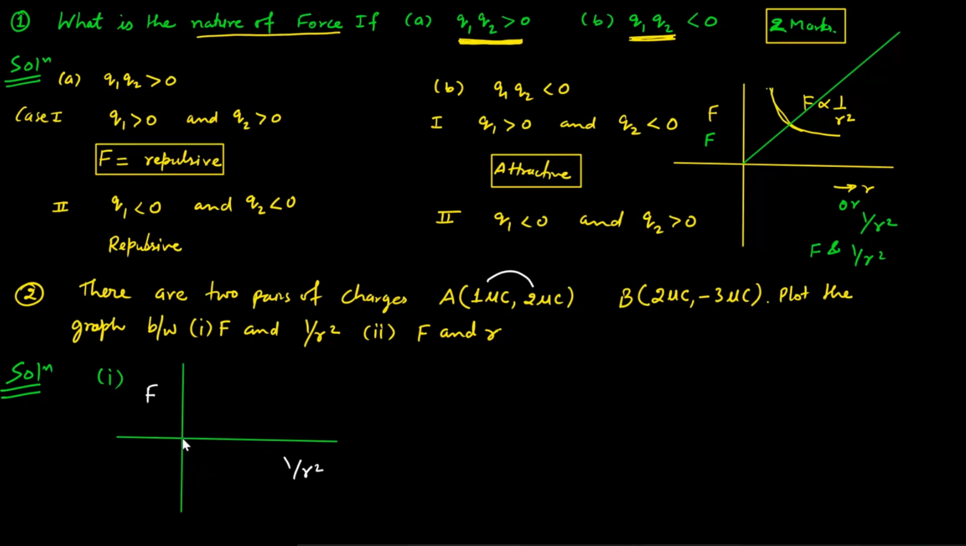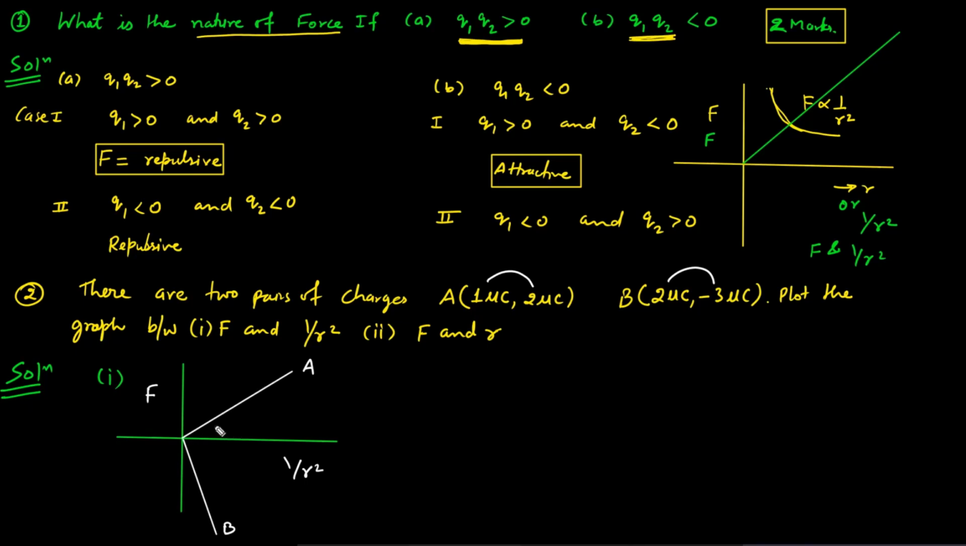Yes, sir. So in that situation the graph will be a straight line only, positive force, right? Yes, sir. But if I say 2 into minus 3, the force will be negative or positive? Negative. So in that situation, if we plot the graph between F and 1 upon R square, it is in the fourth quadrant. Okay. I hope it is clear.